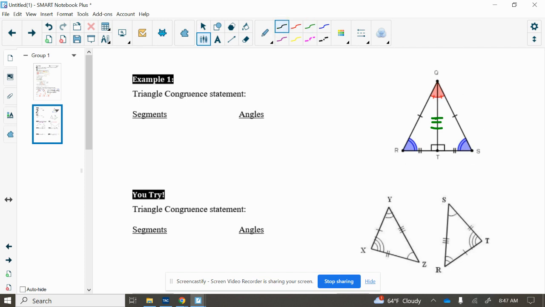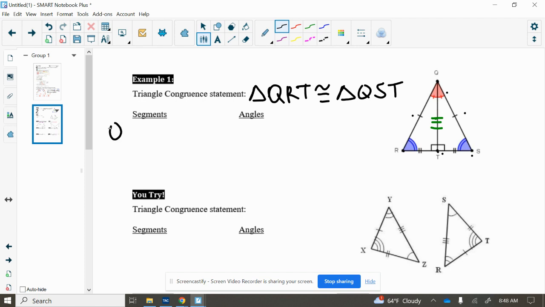If we want to name our triangle congruence statement, triangle 1 we could say QRT would be the first triangle. So we went from 1 tick mark to 2 tick marks to the right angle. So when we name the second triangle, we would have to say QST to make sure we keep that order correct.